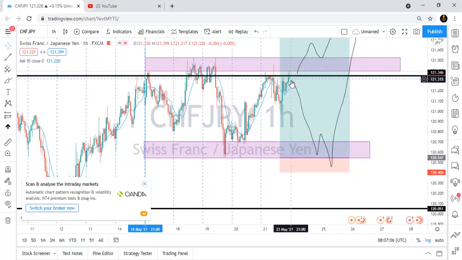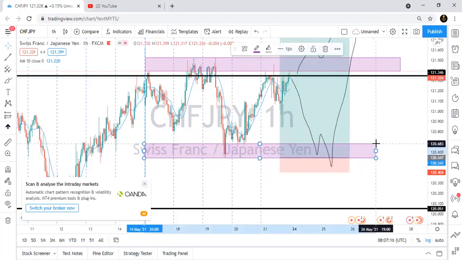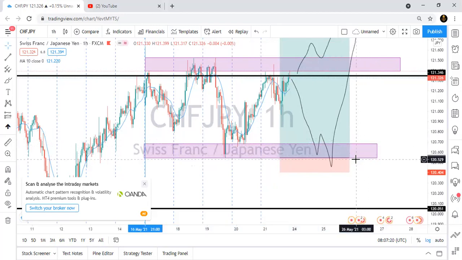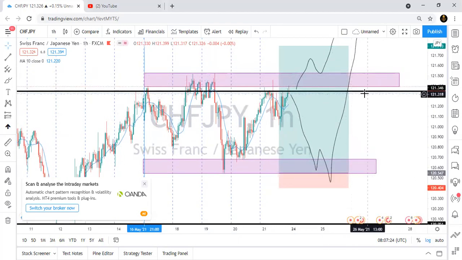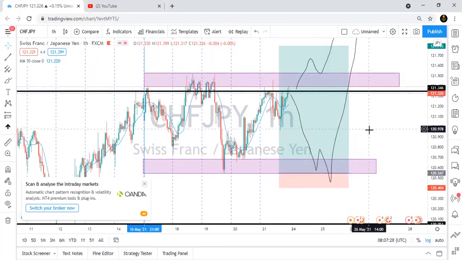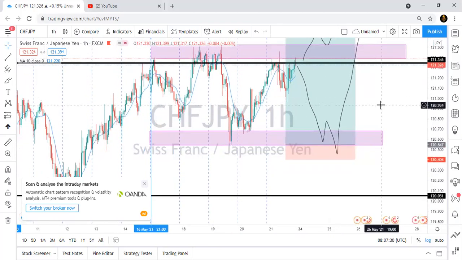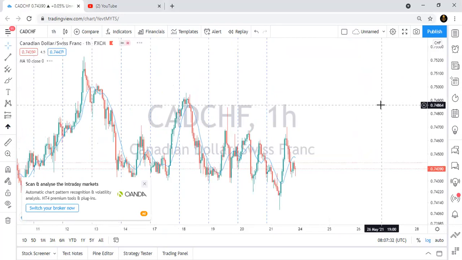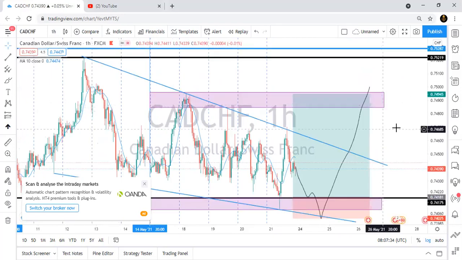It is this one, but if it continues rejecting, I'll wait for it to fall until here, then to come and create this double bottom, and then just break something like that, then from there go up. Or if it breaks these two confluence areas, I'm expecting it to break and retest and then go up, since it's an uptrend. That's it. This is what I'm expecting.